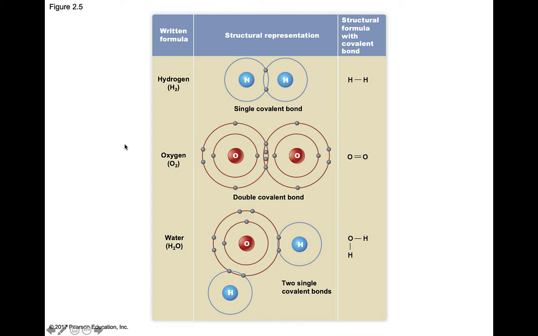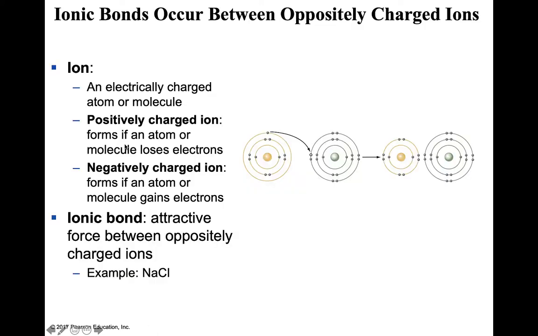And also remember, there are two types of covalent bonds. Polar, in which there is an unequal sharing of electrons, and nonpolar, in which there is an equal sharing of electrons. So it's very important that you are comfortable with that concept.